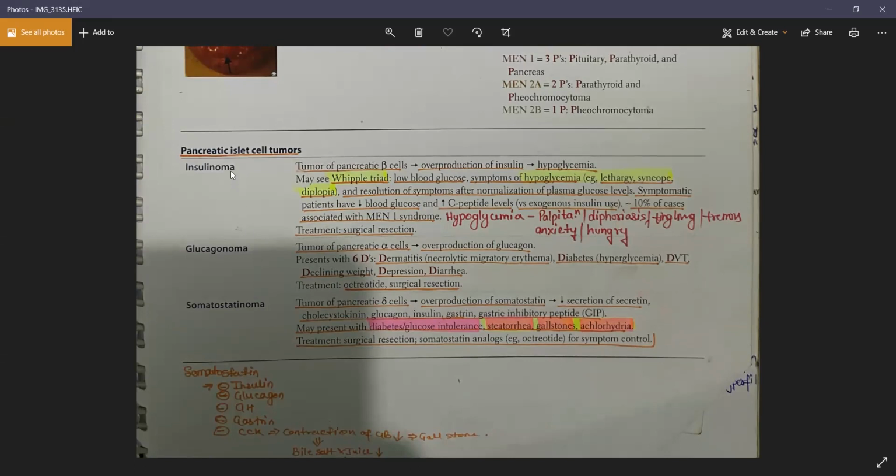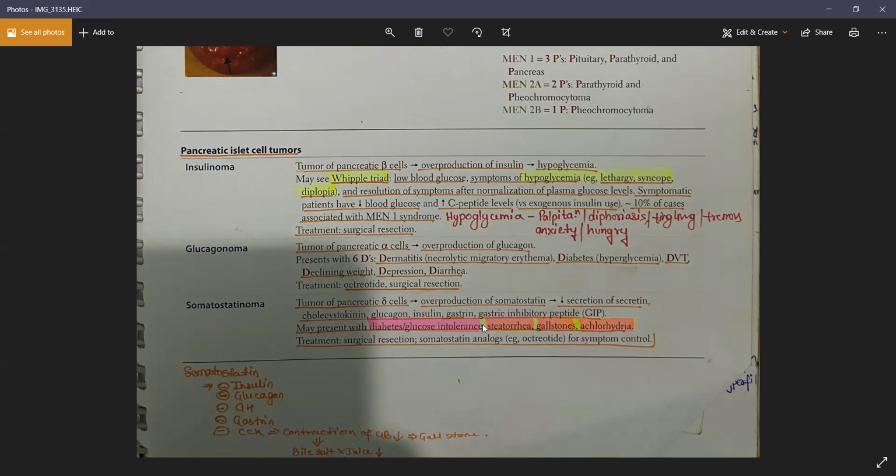Then comes the somatostatinoma, in which you have high somatostatin levels, and high somatostatin levels can suppress both the insulin as well as the glucagon, right? But the insulin suppression is much more than the glucagon, and that's why in case of somatostatinoma, you will have the diabetes. Okay. Although the somatostatin suppresses both the glucagon as well as the insulin, but the insulin suppression is more than the glucagon, and that's why you will have a diabetes in the patient. Okay, you will also have the steatorrhea.